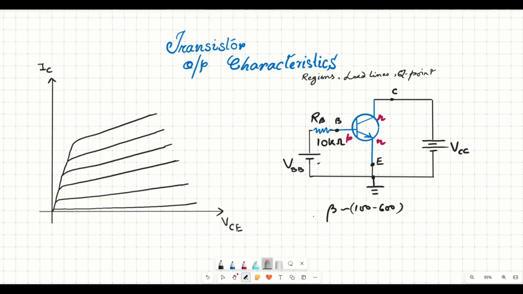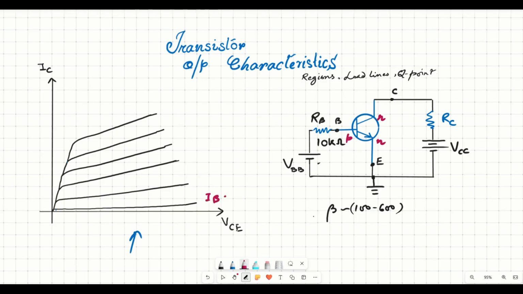Now, similarly, across the output also we provide a resistor, and that resistor is known as RC. If we plot the transistor output characteristics for this configuration, then we have an output like this, as we can see here. These are the various conditions for base current.